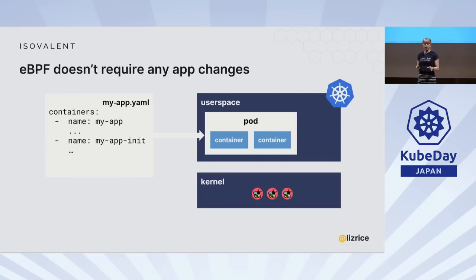eBPF doesn't need any app configuration changes at all because we're loading the eBPF program into the kernel. As soon as you attach an eBPF program to an event, it's going to be triggered regardless of whether the pod was running already. You don't have to restart your pods. They're always going to be triggering those eBPF events. There's no need to reconfigure your pods. You don't even have to restart them.